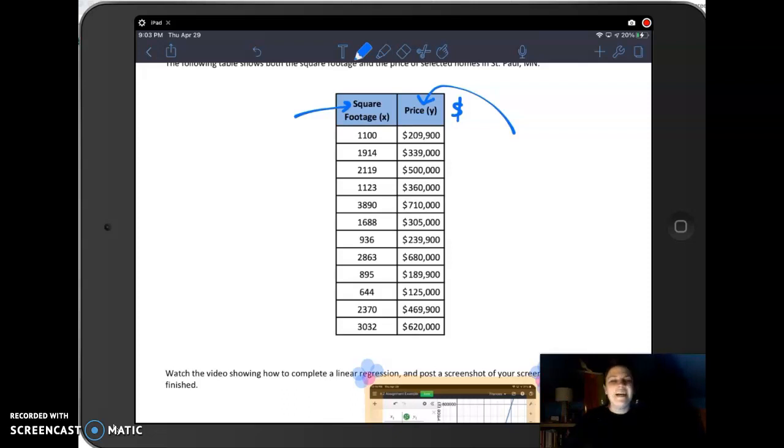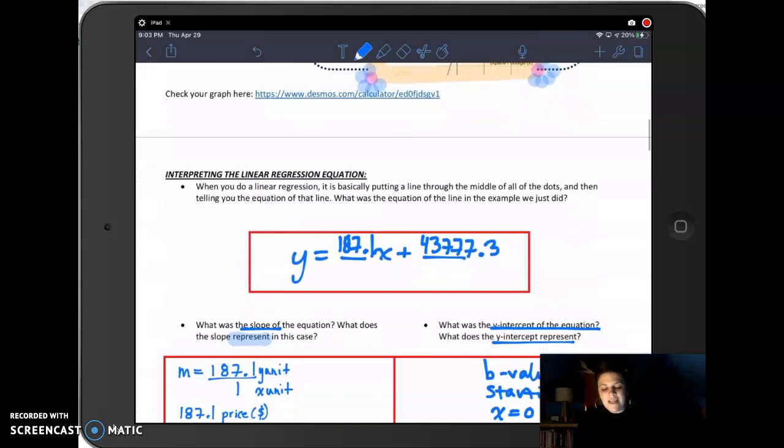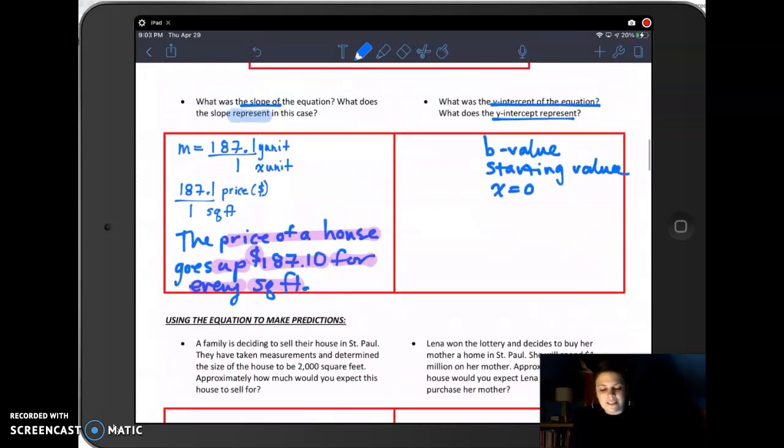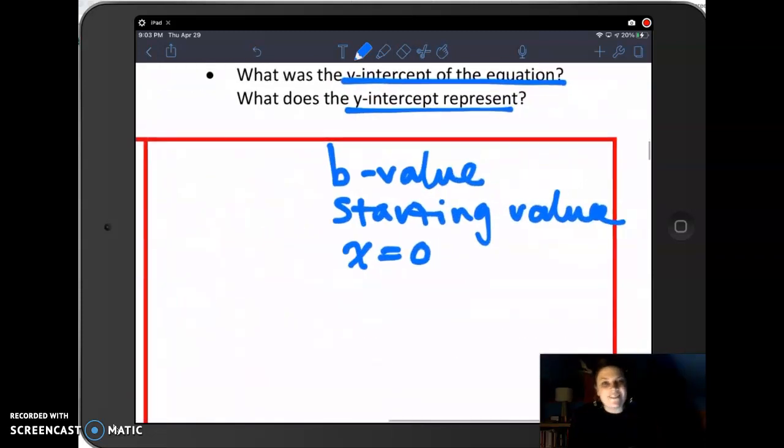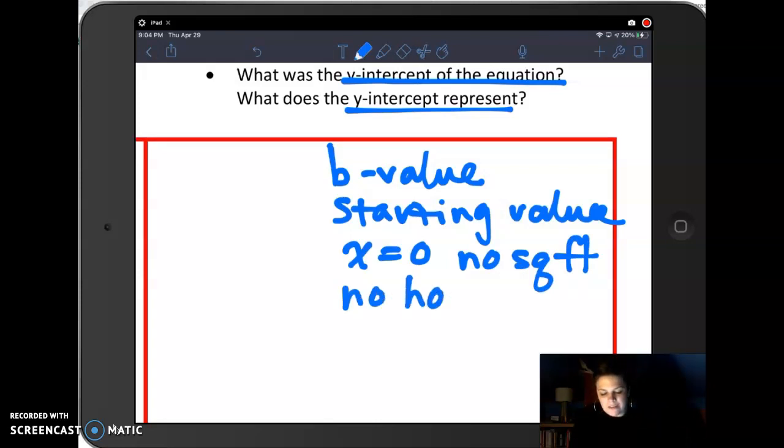large? It's kind of a weird thing to think about, but maybe a good way to think about it is, how much does it cost to buy a piece of land where there's no house at all? So no square feet, or the fact that there is no house and you're just buying a plot of land. Maybe you're going to build your own house.